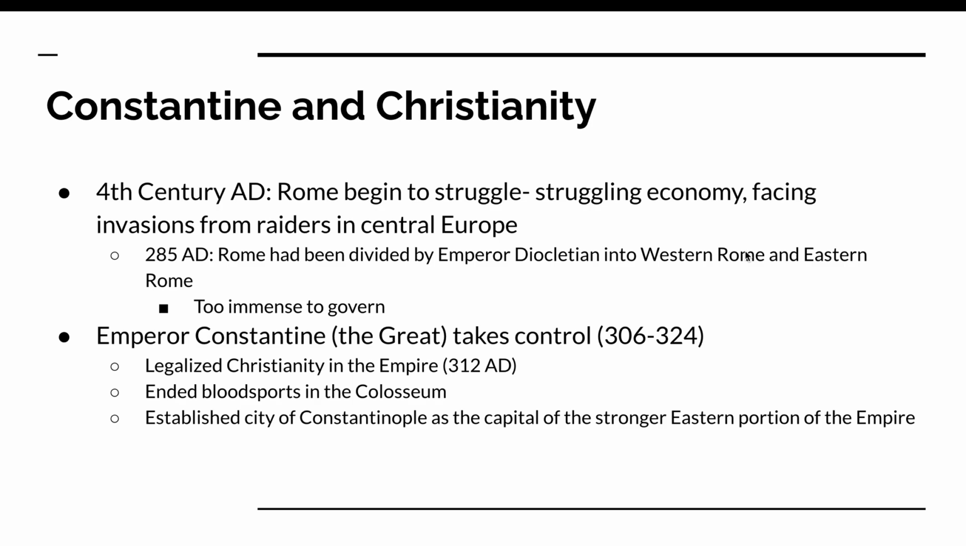And Eastern Rome actually goes on to continue, but one of the major reasons why Rome fails is because it's almost too immense, right? It's too huge. It's too difficult to govern. There wasn't enough local politics, and that combined with the struggling economy and the invasions, and we'll talk about these things in a second, they start to kind of decline. But Constantine, he takes control in 306. He makes Christianity legal in the empire. This is now 300 years after Christ, and the Romans were the ones that condemned Jesus in the 1st century, very early 1st century.